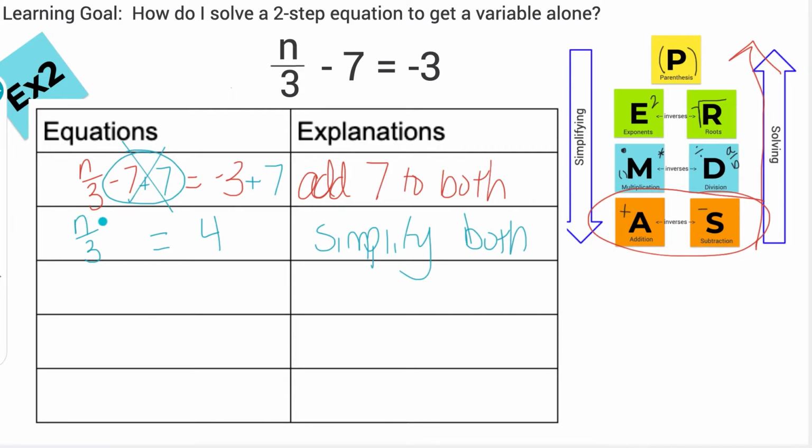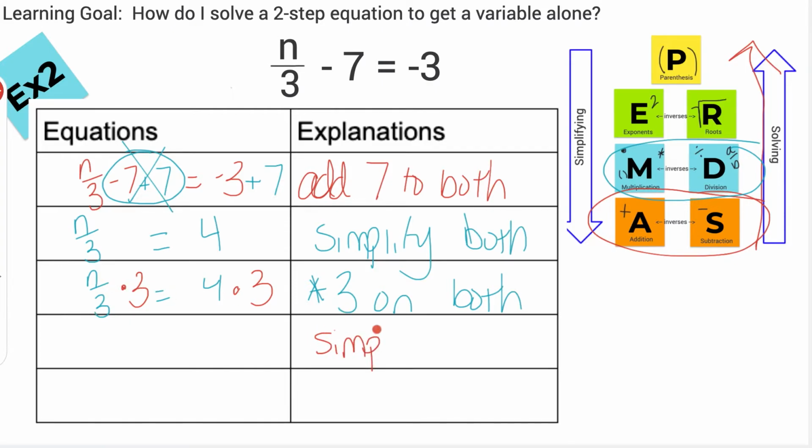N is still hanging out here with this divided by 3, right? So I'm on this step now, working backwards as I solve. And the inverse of divided by 3 is times 3. And so that's going to be my next step. And I'm just going to say times 3 on both. So I'm going to copy my equation down, leaving a little space. I'm going to pull a different color, and I'm going to multiply by 3 on the left, multiply by 3 on the right. Now simplify both sides, combining like terms where I can.